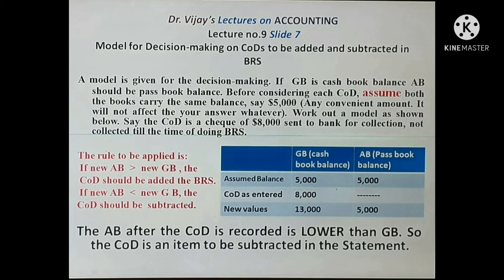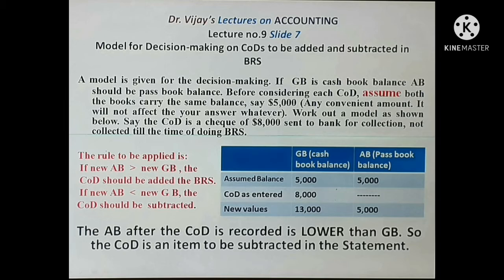The given balance should be shown first, and the arrived balance should be shown in the next column. Assumed balance, you have to show the same amount in both the columns. Then the cost of difference should be recorded, in wherever it is recorded, actually in that book you record it. Okay, then find new values.